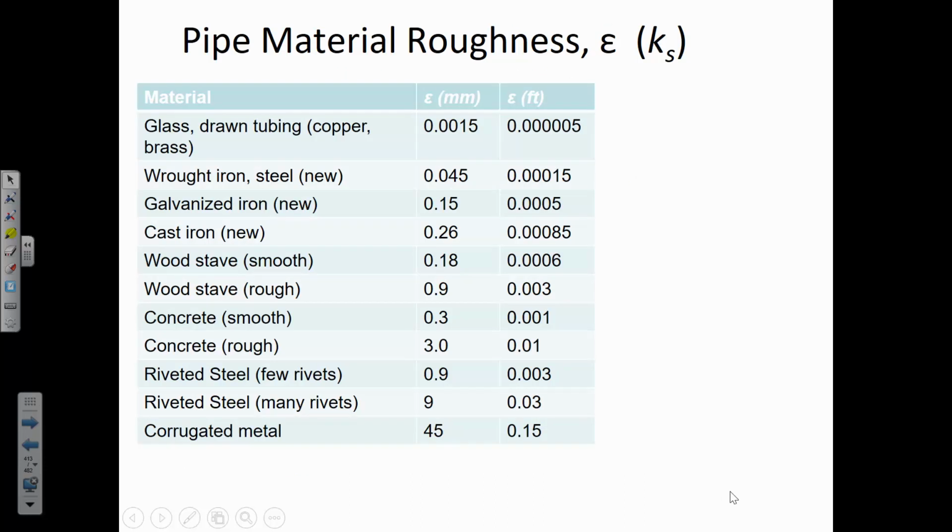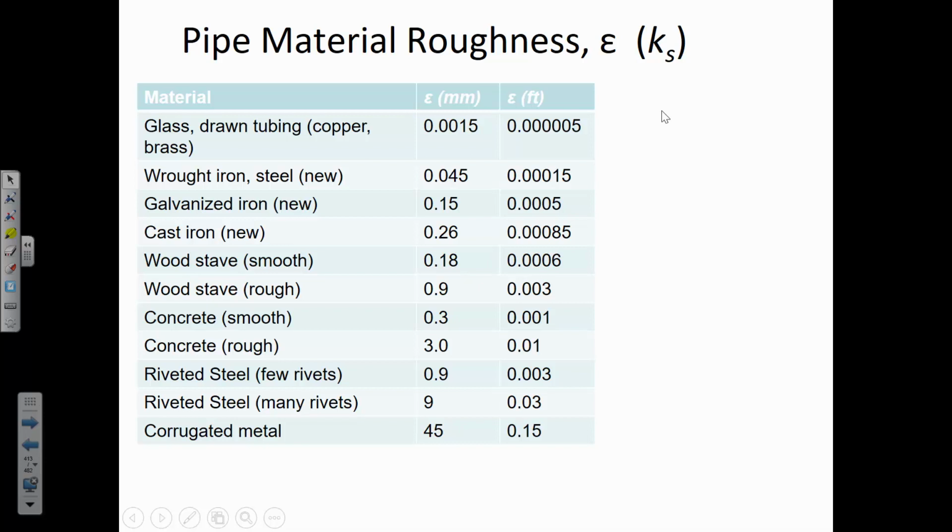All right. One of the factors that determines how much energy is lost as water flows through a pipeline is the roughness of the material that's used in the construction of that pipe. And this property, epsilon, sometimes in different texts denoted K sub S, is called the equivalent sand roughness. And it's a way of expressing how rough a material is if it was represented by an equivalent sand diameter.